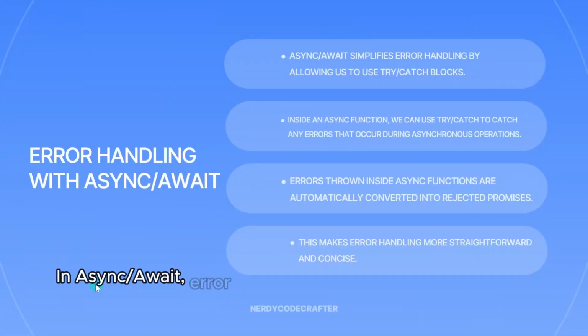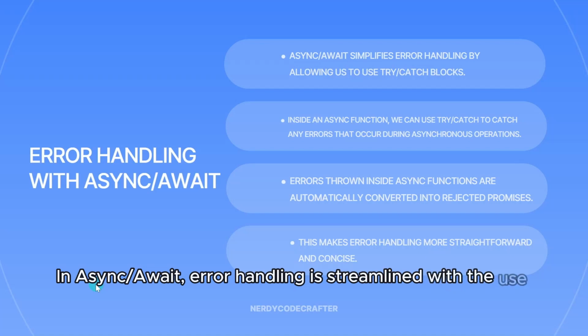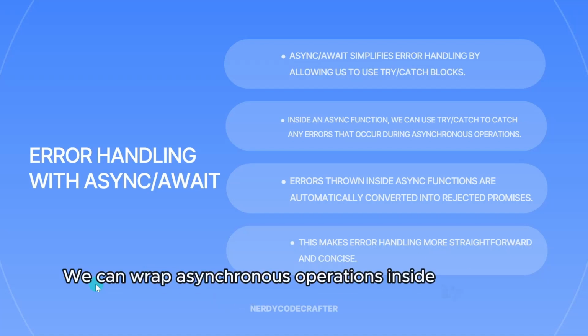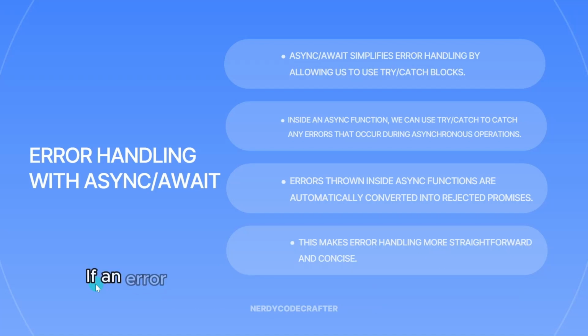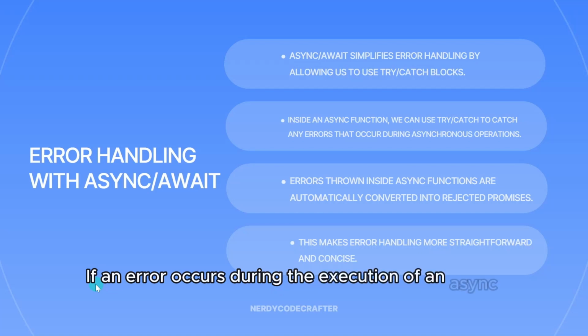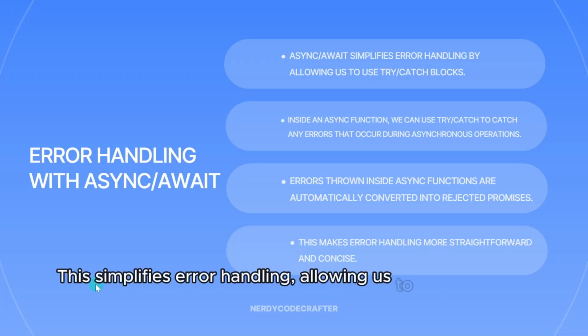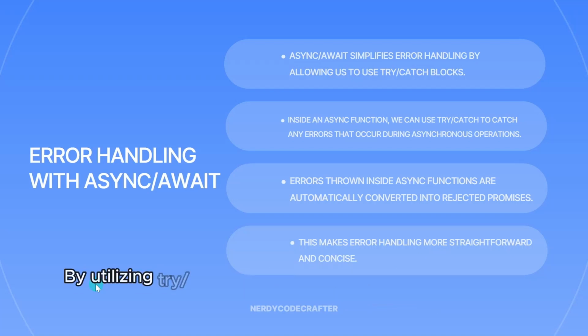In async/await, error handling is streamlined with the use of try-catch blocks. We can wrap asynchronous operations inside try blocks and catch any errors that occur. If an error occurs during the execution of an async function, it's automatically converted into a rejected promise. This simplifies error handling, allowing us to handle errors in a more synchronous-like manner. By utilizing try-catch blocks, we can effectively manage errors and ensure the robustness of our asynchronous code.